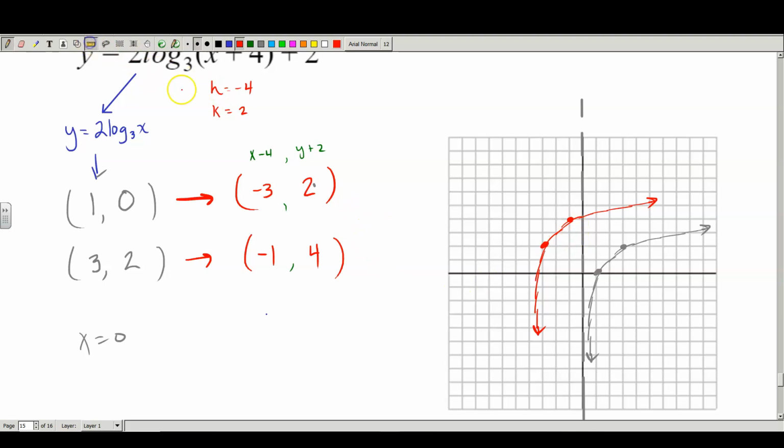And of course, the asymptote also changes. It's not x equals 0 anymore. It's x equals -4 because everything shifted to the left 4. So there's my asymptote. And there is the answer to this graph right here.